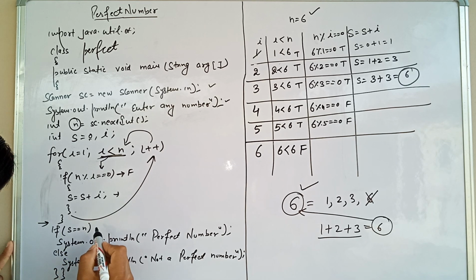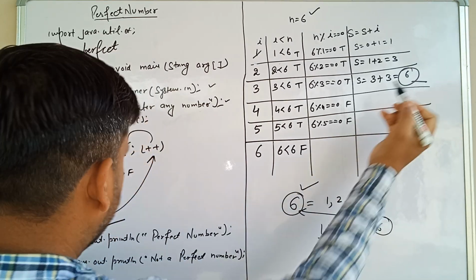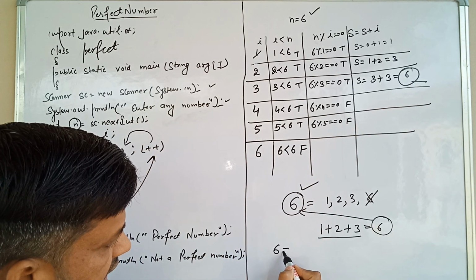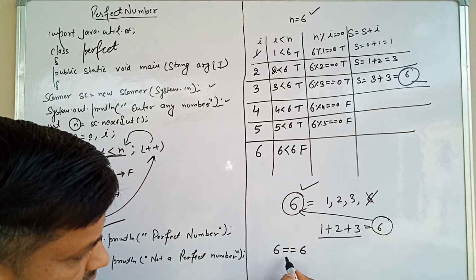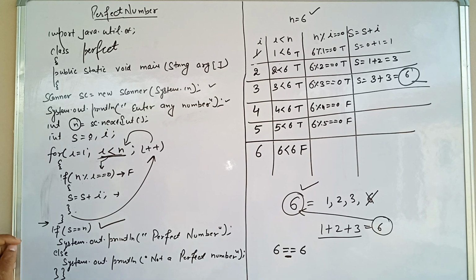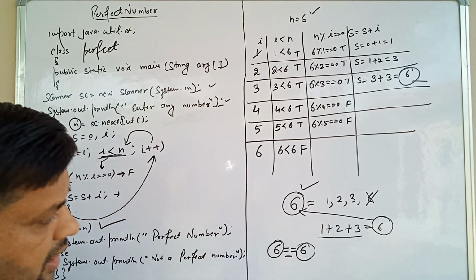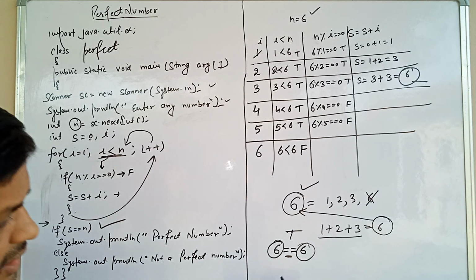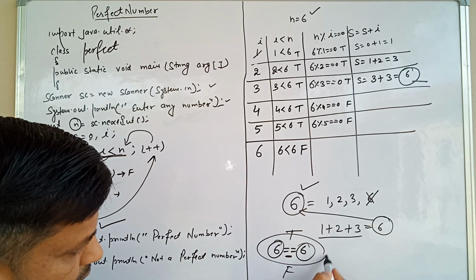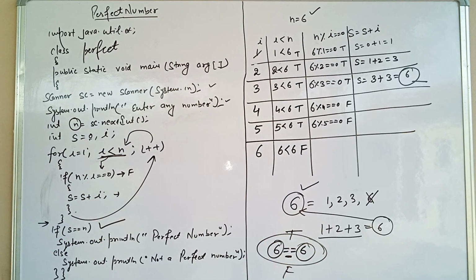Now this condition will be evaluated: if S equal to N. S value is 6. It means if 6 equal to N value, which is also 6. So this double equal to will check the equality. If both the values are equal, it will give true. If any of the values differ, it will give false. So now both are the same. This will give true.